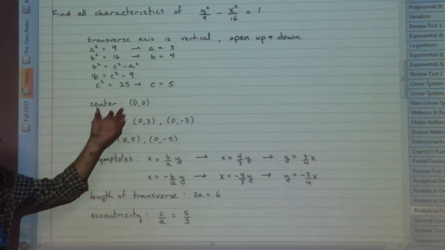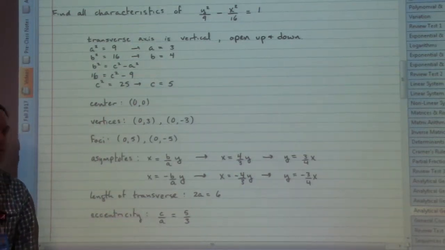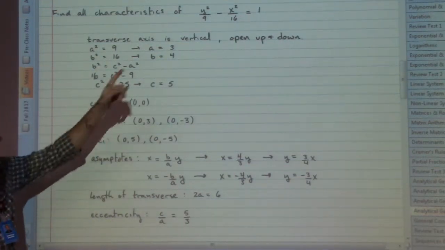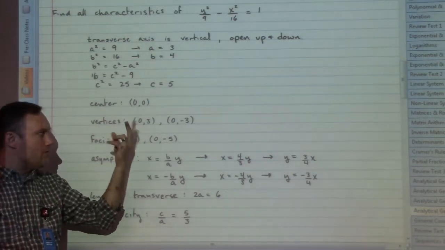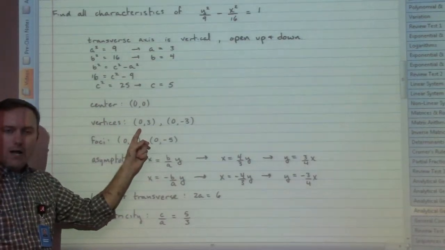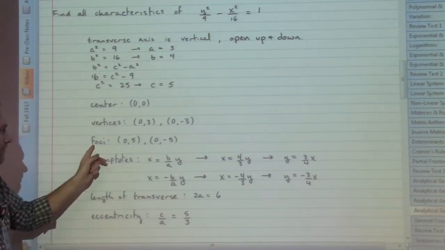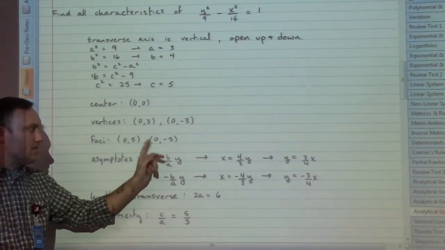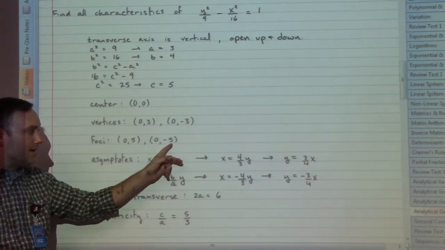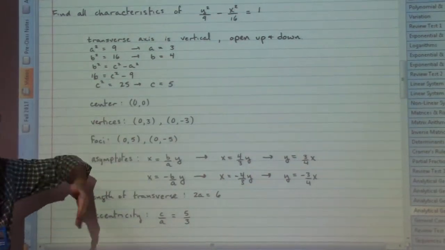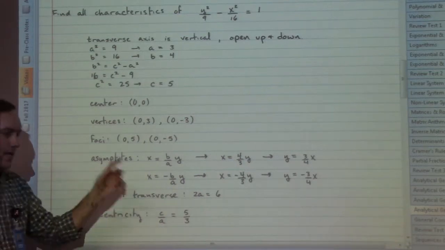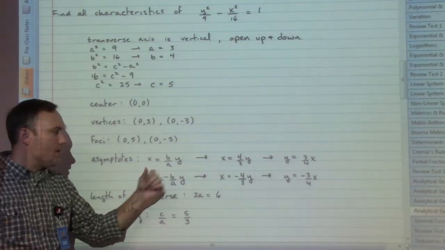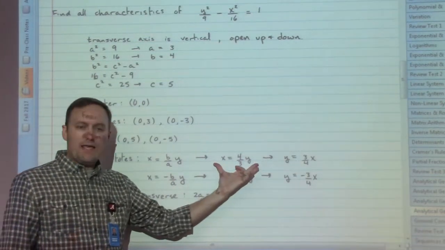Once we have the C value, we can come up with all the list of the characteristics. So our center, unshifted, the origin. Our vertices, because this is vertical, I got to do my XY switcheroo. So instead of A comma 0, it's 0 comma A, 0 comma negative A. My foci: instead of C comma 0, it's 0 comma C. Instead of negative C comma 0, it's 0 comma negative C. Those have to be aligned vertically. Asymptotes. Instead of Y equals, it's X equals. It's B over A to start out with. X equals B over A. I'll put in my B, I'll put in my A, and I get an equation.